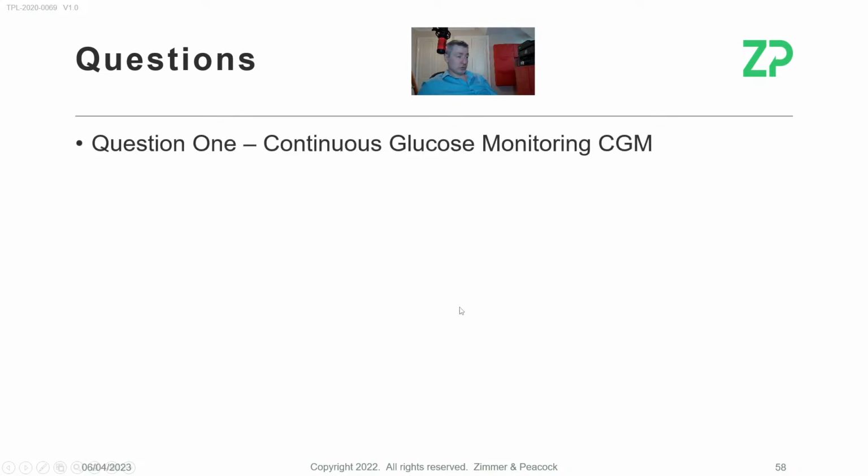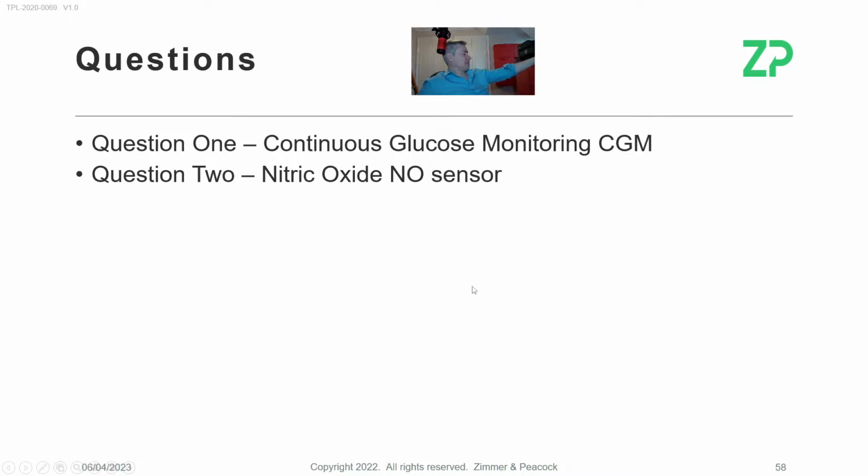Question number 1, continuous glucose monitoring. One of the best ways of actually understanding our technology, the technology landscape, the technology of other people, is to come to our workshop. That nitric oxide sensor, I think you do need a connector. I'm being a bit hesitant on whether you need or don't need that reference electrode. I honestly think you have to try it, unfortunately.